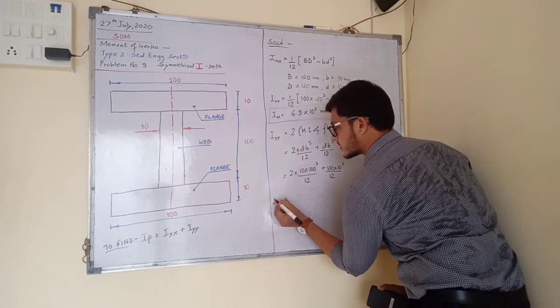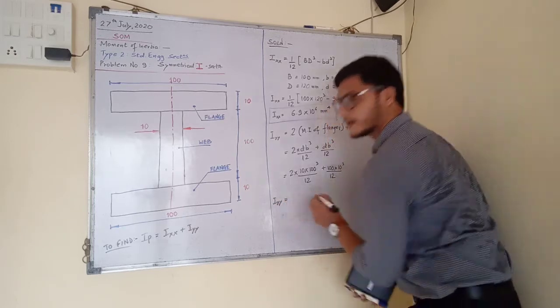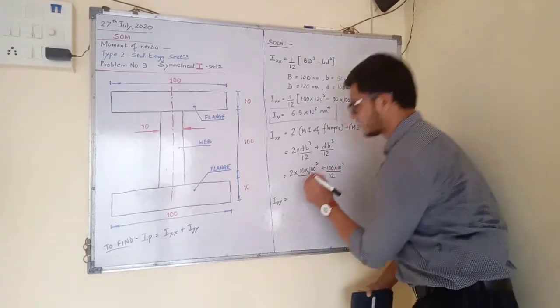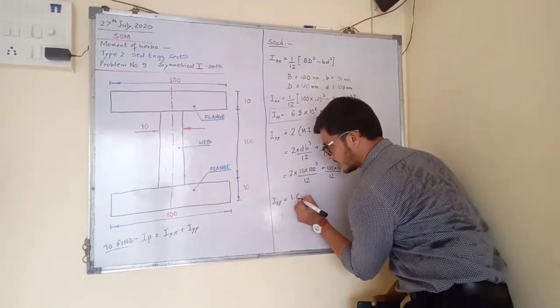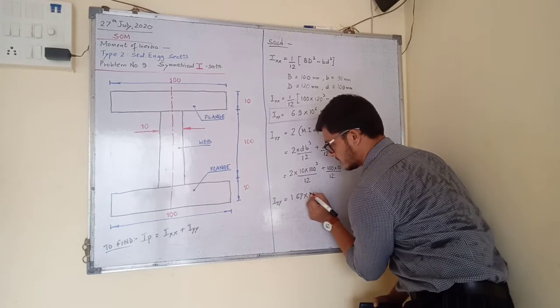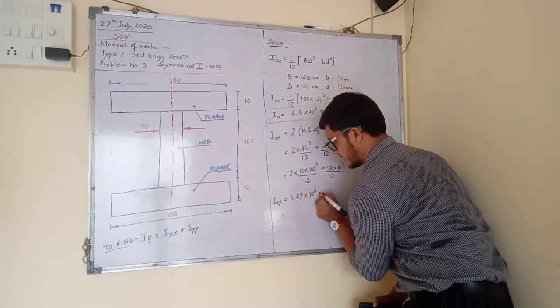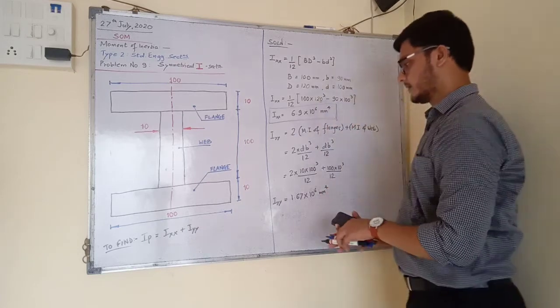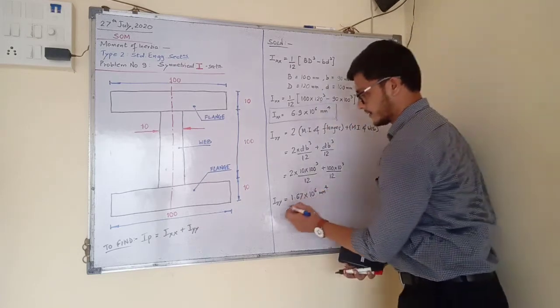On solving this in calculator, we get the value of Iyy, which is 1.67 into 10 raised to 6 millimeter raised to 4. So this is the value of Iyy.